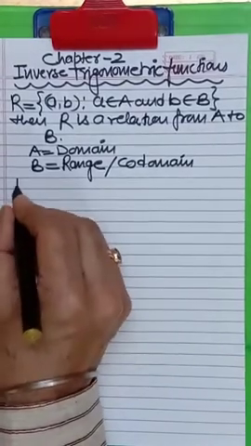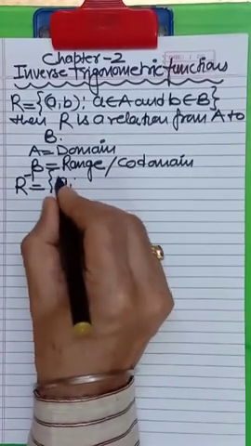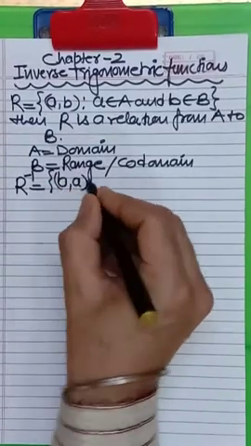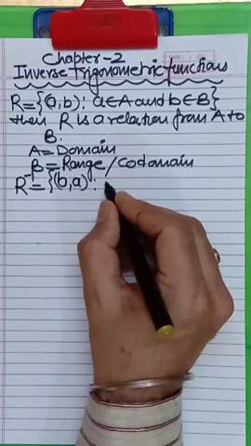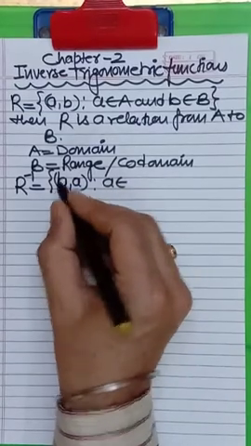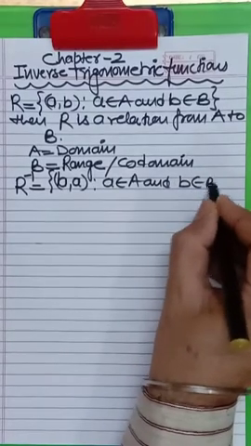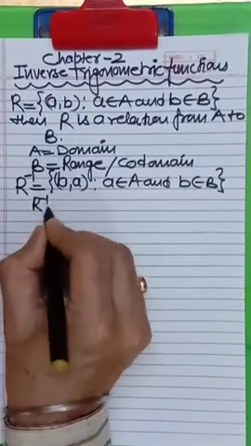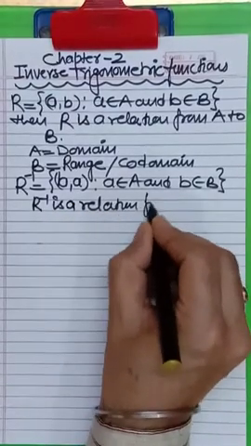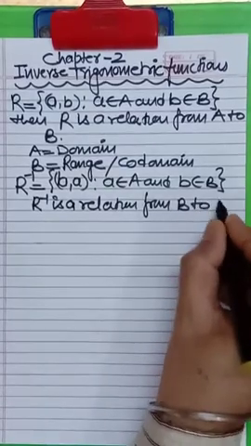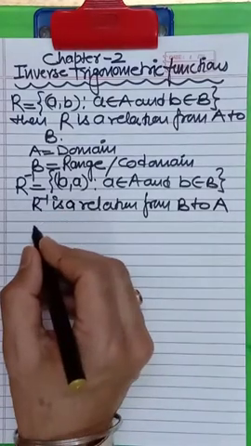Now we have also studied about the inverse of a relation. What is inverse? Inverse is nothing but we change the ordered pair: the elements are interchanged. Your (a, b) ordered pair becomes (b, a). Now this relation goes from B to A. R inverse is a relation from B to A. It is called the inverse of the relation.